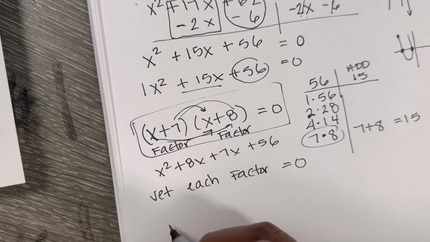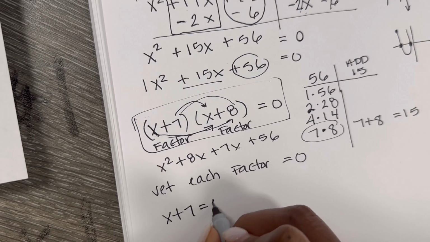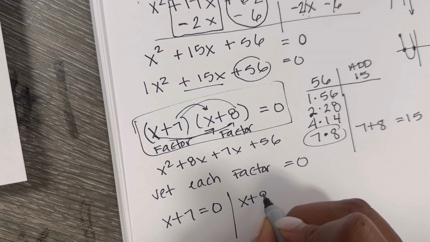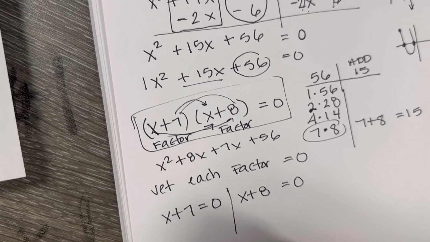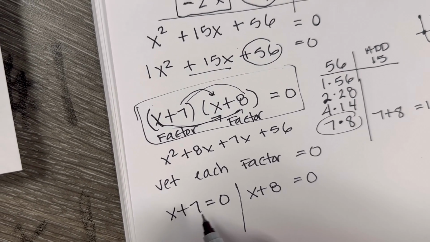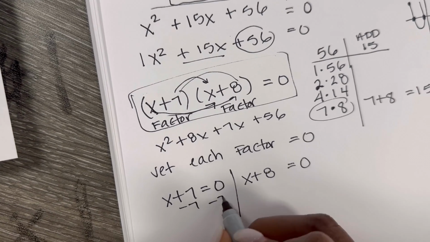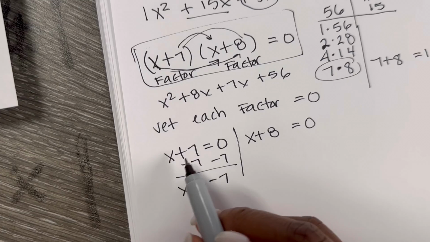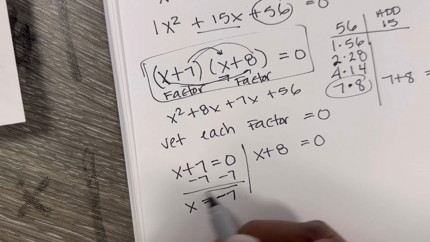So set this factor equal to 0. So set each binomial equal to 0 and solve for x. What number plus 7 gives you 0? Well, subtract 7, right? Show your work. Well, negative 7 plus 7 equals 0. So there's your first factor.